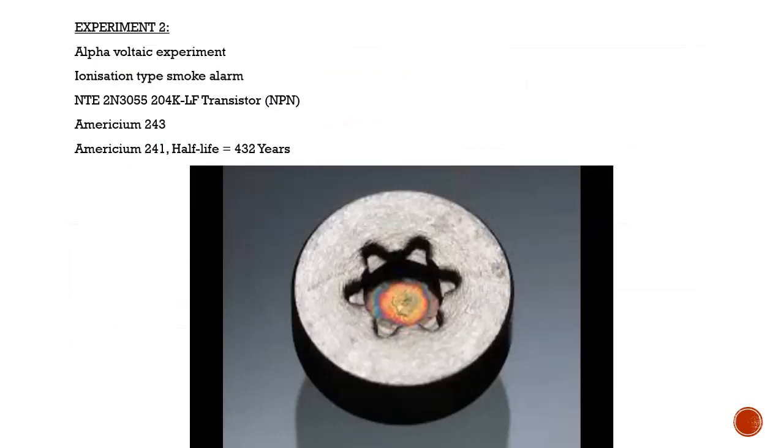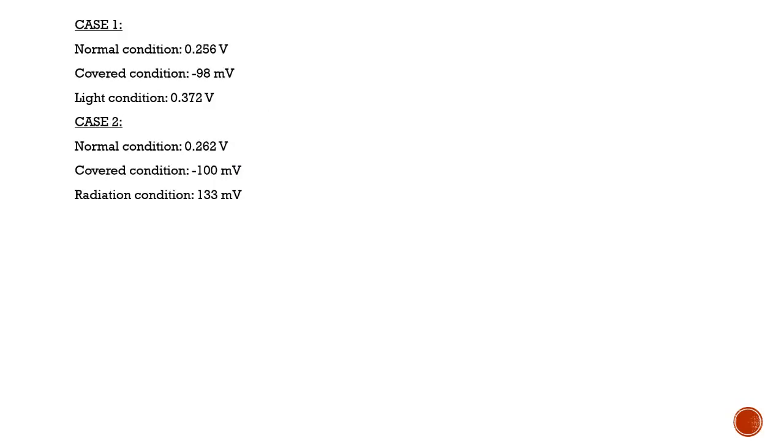Inside that we'll get a certain material. Suppose we are taking americium. Americium has atomic number 95 and atomic weight of 243. It has a half life of 432 years. For this experiment, we'll be taking americium-241, which has a half life of, sorry, 432 years, and we'll be using a 2N3055 transistor, which is the NPN configuration.